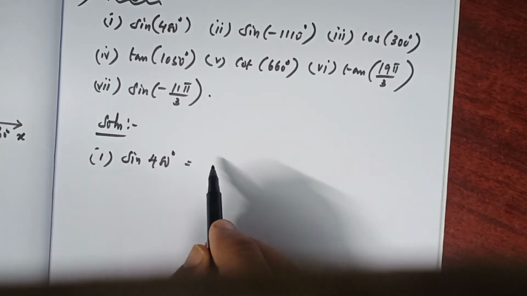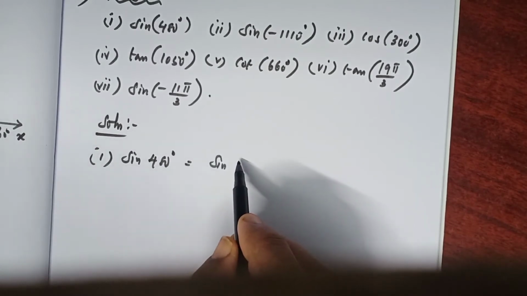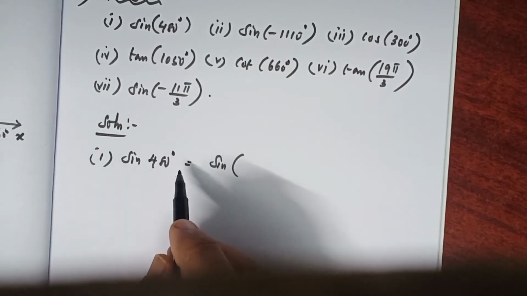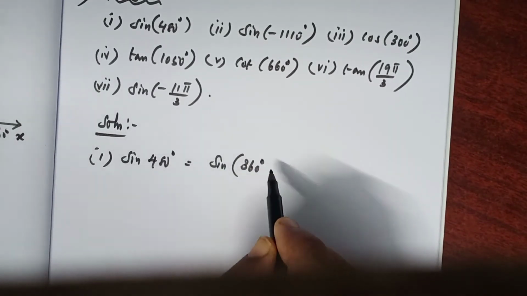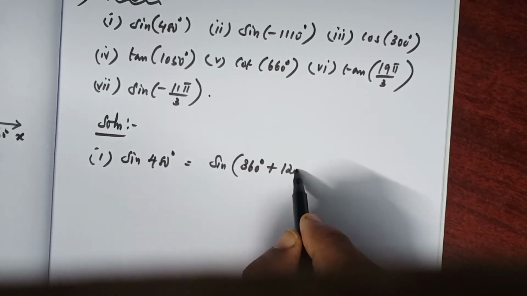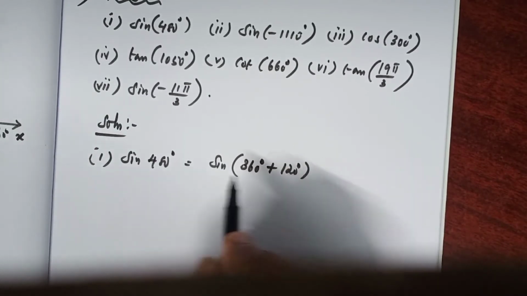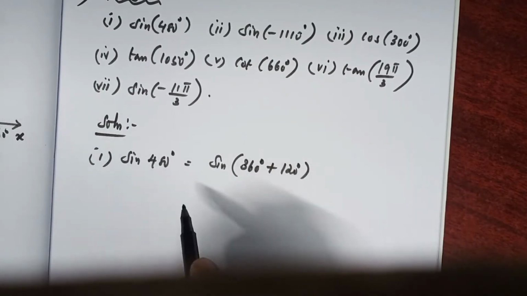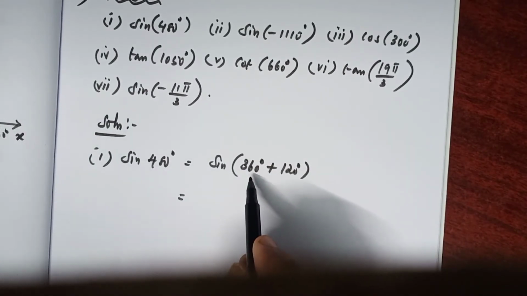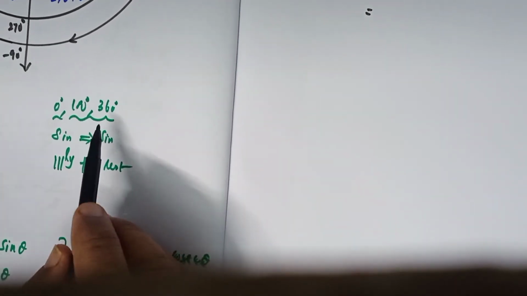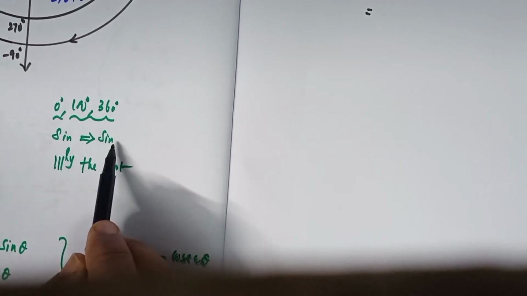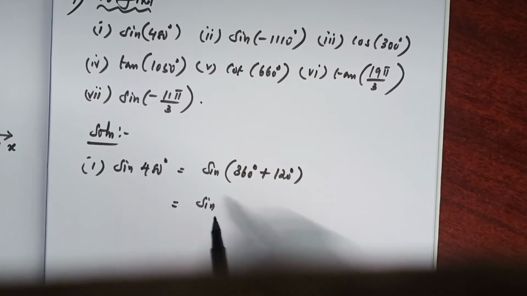That is equal to sine, right as it is, 480 itself. We know that one rotation is 360 degree. Full rotation 360 degree. Balance 120. So 360 plus 120 is equal to 480. Now look at that. What's the first angle here? 360 degree. Now for 360 degree, sine becomes sine. No change at all, right? You write sine as it is.